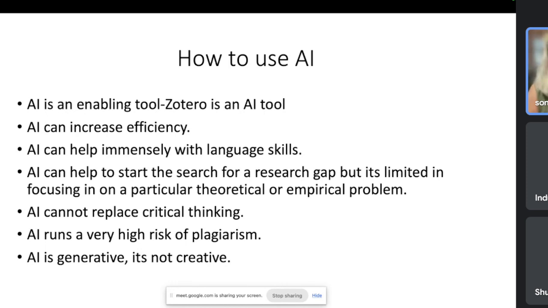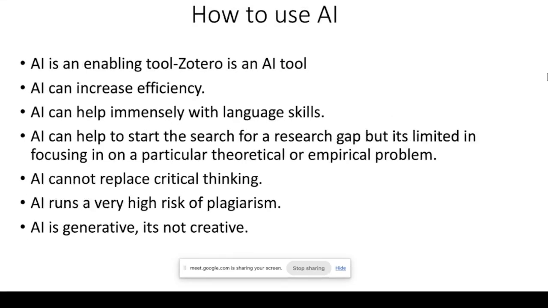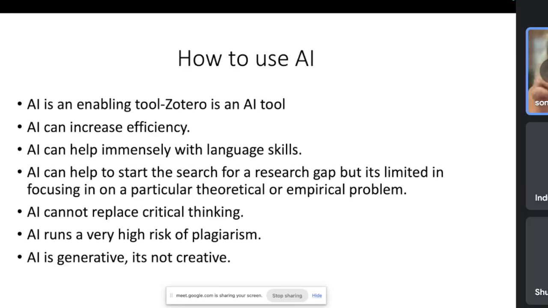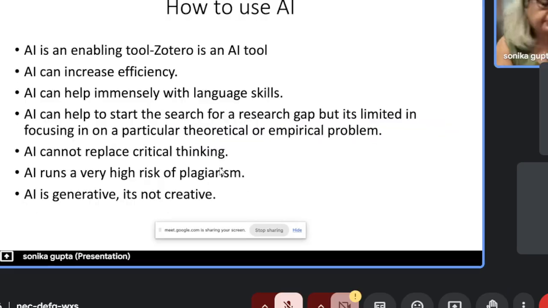AI can also help you in your literature review immensely. So for example, it can help you to start the search for a research gap. But you must remember, it's very limited in its output. So it'll give you very broad brush kind of feedback.